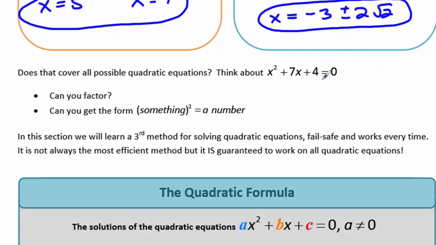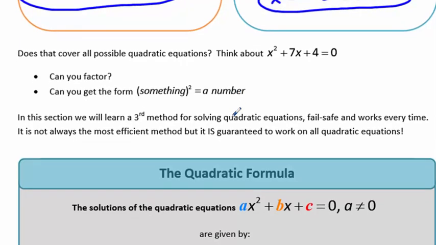The only things that go into 4 are 4 and 1 or 2 and 2. 4 plus 1 adds to 5, 2 plus 2 adds to 4. There's no way to get a 7. Can you get it in the form of something squared equals a number? No. My x squared, if I were to get that by itself, there would be some x's on the other side, and I'm not going to be able to use the square root property for that. So I need a third method for solving some of these quadratic equations.